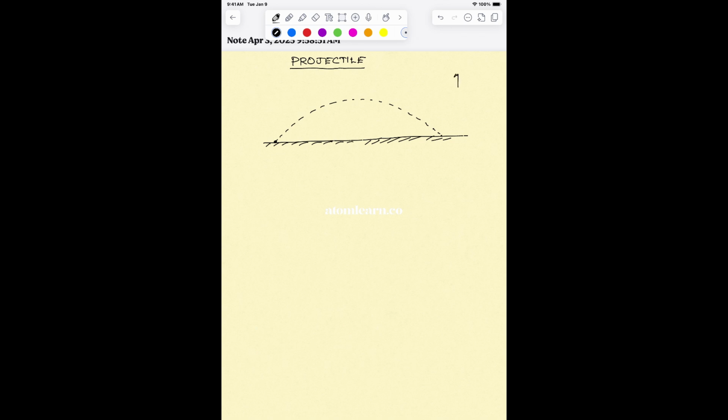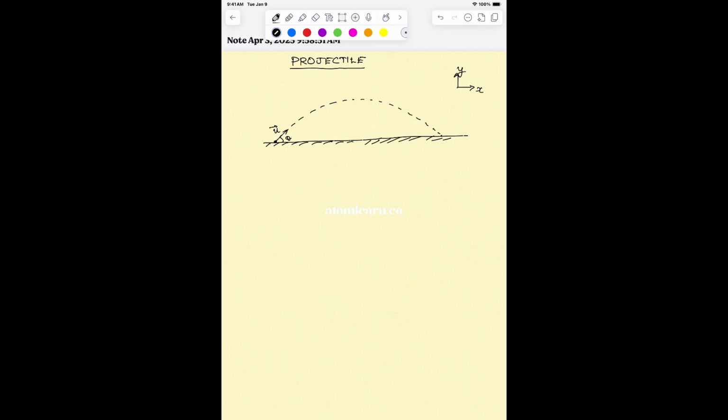Now the path is a curve, as we know. This is the vertical direction, this is the horizontal direction. Let's call it as x direction and y direction. So then the path it takes is, in mathematics, called a parabola. When we threw the stone, we gave it an initial velocity at this angle with the horizontal. Let's call it as theta. And the velocity which we gave to the stone, let's call it as u. Therefore, u is a vector which is inclined at an angle theta to the horizontal.